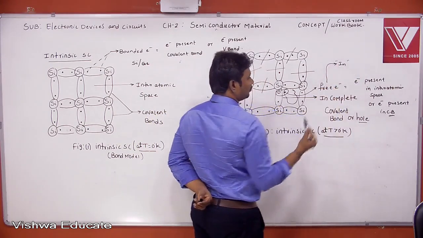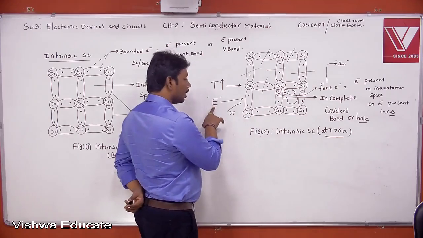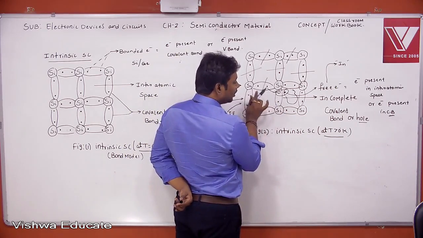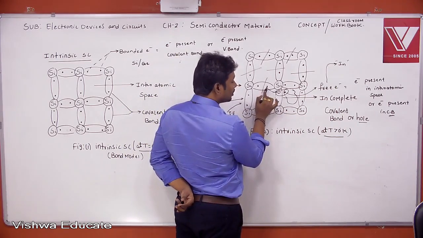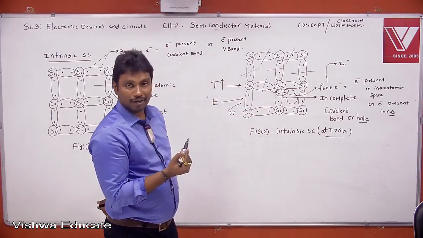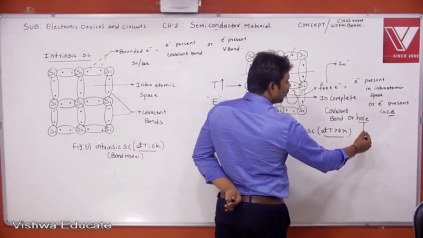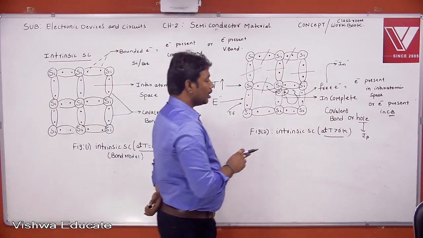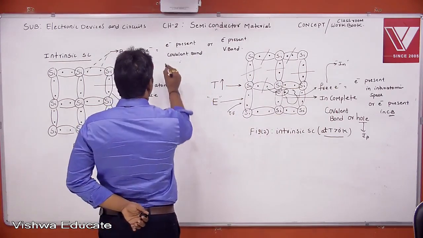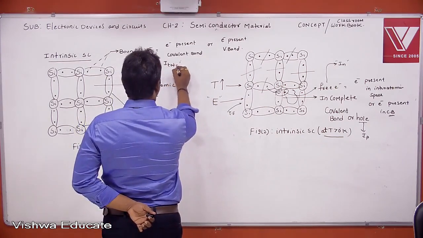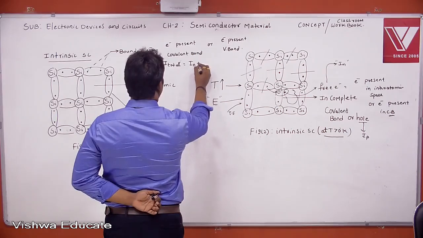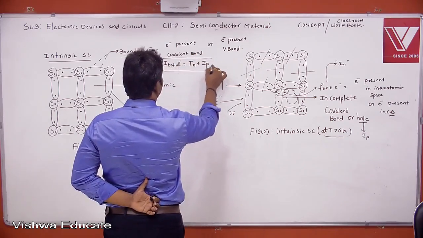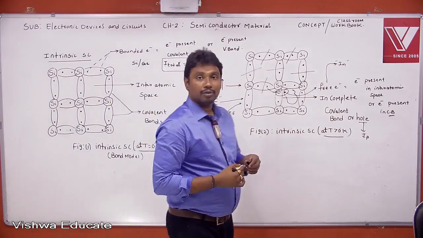Similarly, due to the applied external electric field, electrons can move in covalent bonds. Which electrons? Bonded electrons, and they produce a current called the hole current. But this hole current is due to bonded electrons. In a semiconductor, the total current is I_N plus I_P, that is, free electron current plus hole current. Write down notes.